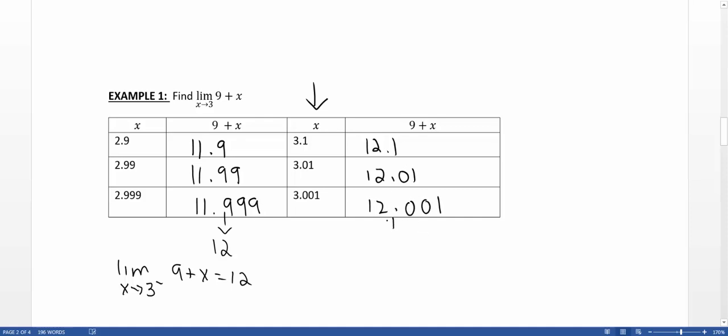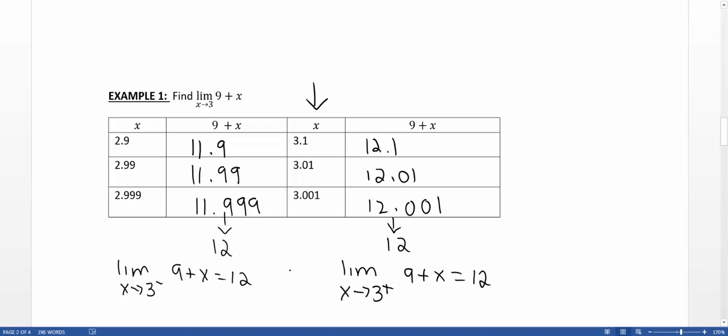And again, I can see that these numbers are approaching 12, because every time I get closer to 3, there's another 0 before the 1, which means I'm getting closer and closer to 12. So this limit I can write as the limit as x goes to 3 from the right, so with that plus sign, of 9 plus x equals 12. So both the limit from the left and the limit from the right exist.